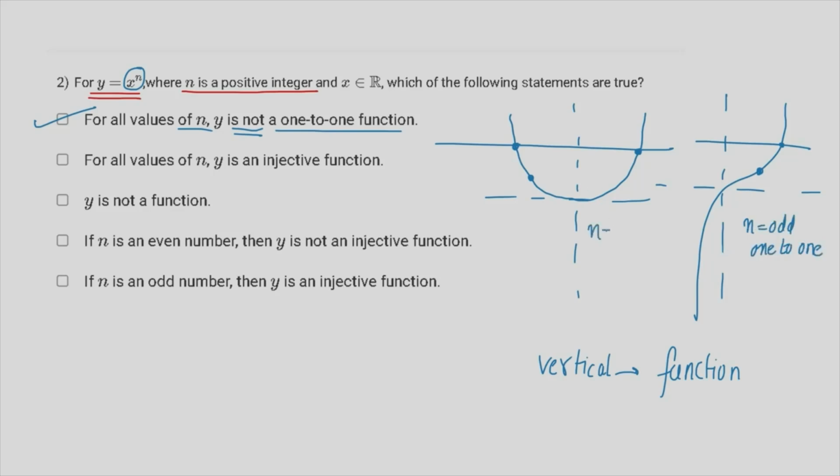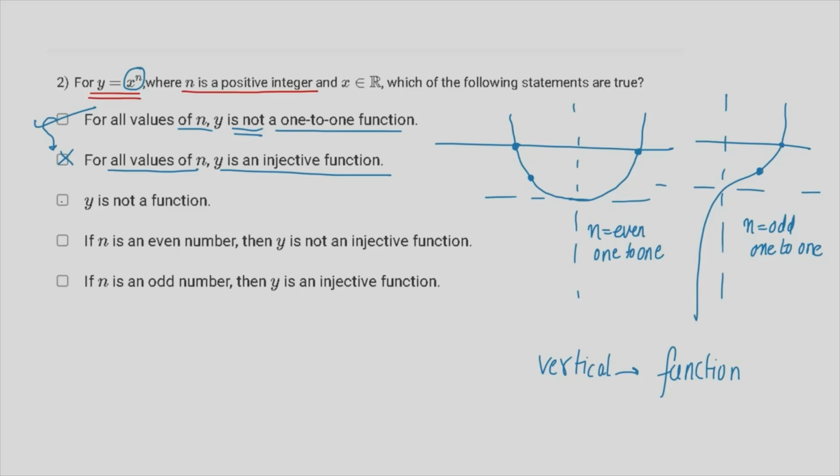बट जब भी मेरी n की वैल्यू इवन होगी ये 1-to-1 नहीं होगा. फंक्शन तो होगा बट 1-to-1 फंक्शन नहीं होगा, ठीक है. So for all values of n, y is injective function. So this is just an opposite of option A. Therefore, this is wrong. Injective function or one-to-one function means the same. एक ही चीज के दो नाम है.